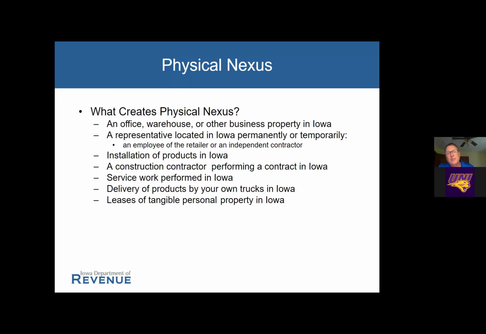Another thing that could establish the physical nexus is leases of tangible personal property in Iowa. That could also establish nexus. So again, nothing new under the sun here. We've had physical nexus requirements in Iowa forever. So this is just basically a refresher for everyone about physical nexus.